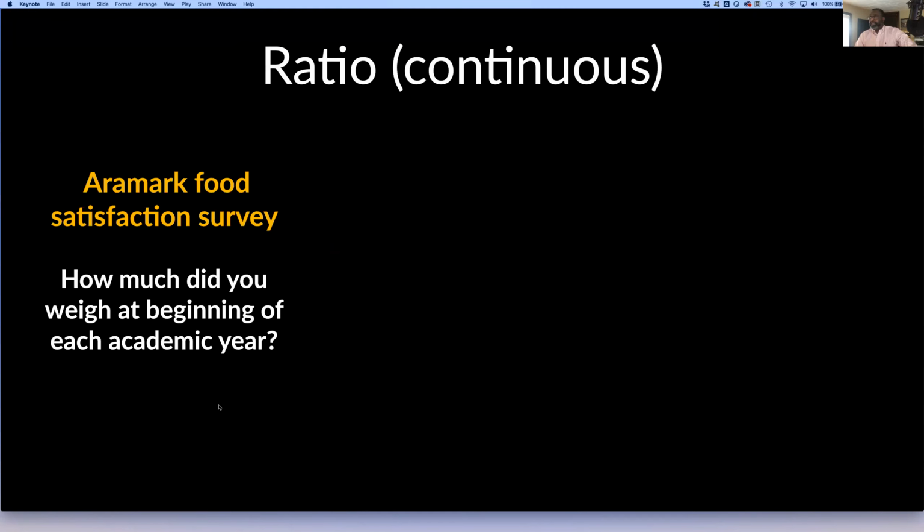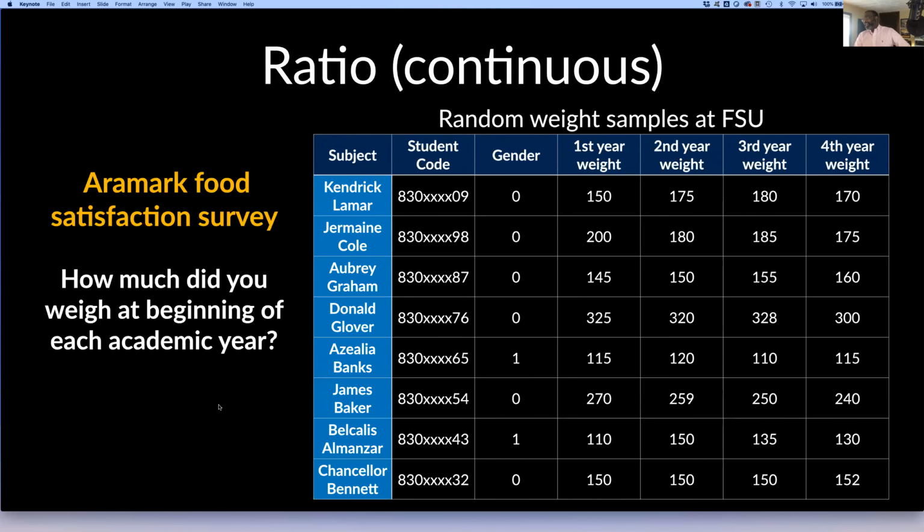So, the Aramark Food Satisfaction Survey. Anybody go to undergrad here at Fayetteville State? All right, cool. I was a commuter student, so I didn't start living on campus until later on. But let's talk about first year weight samples. Let's just say someone decided to track folks' weight their first year, second year, third year, and fourth year. And yeah, so that's that.